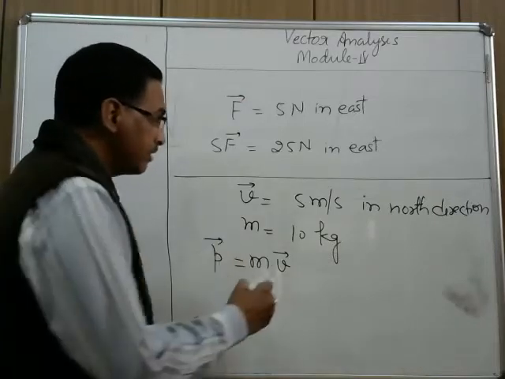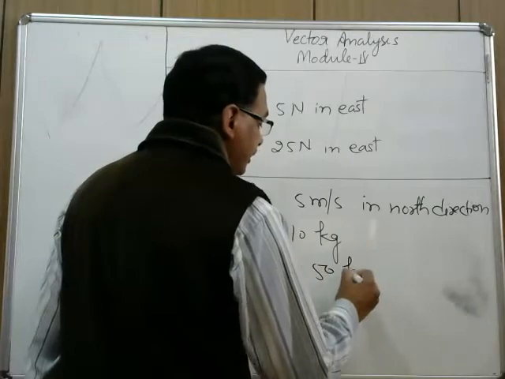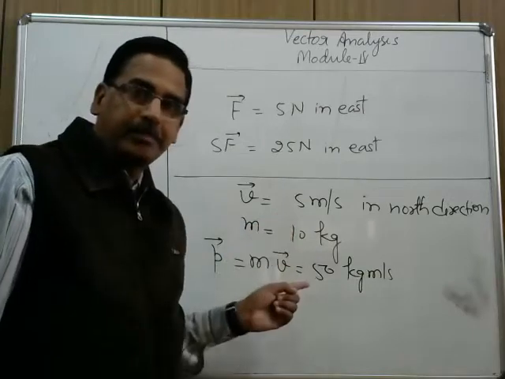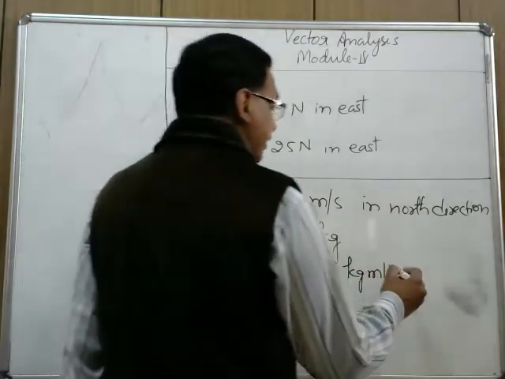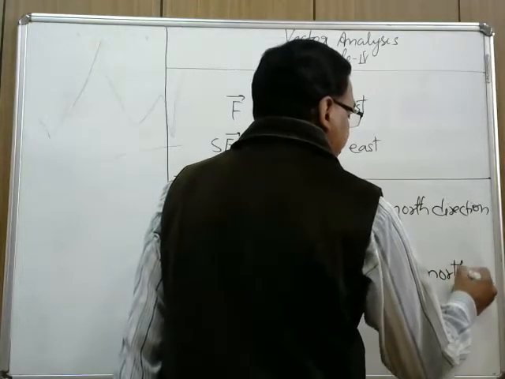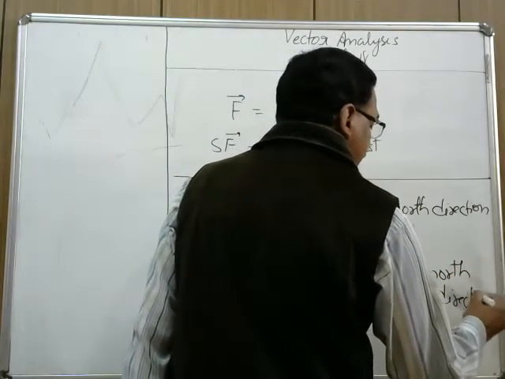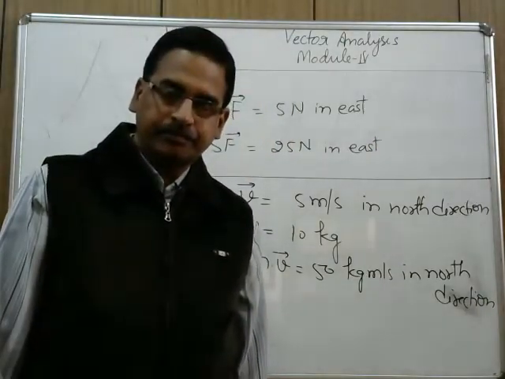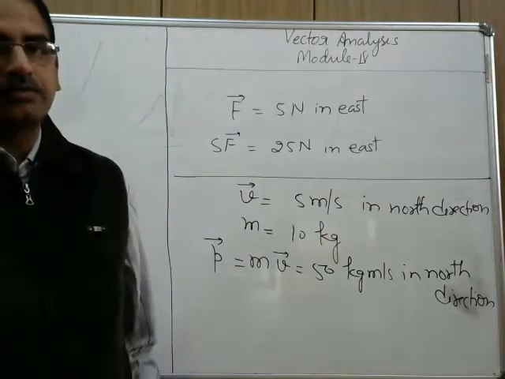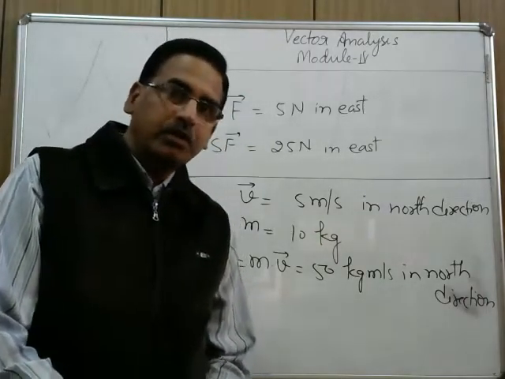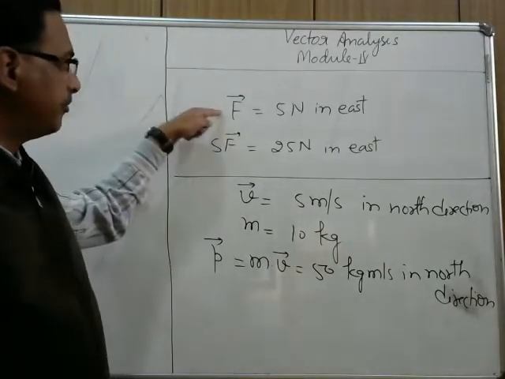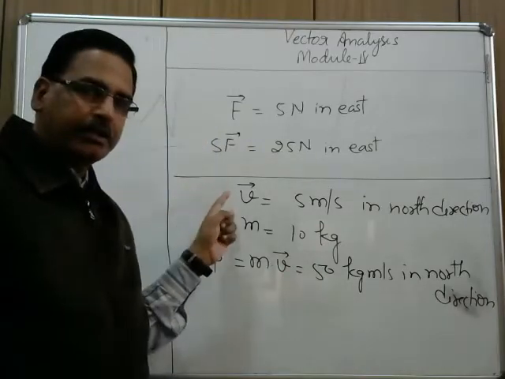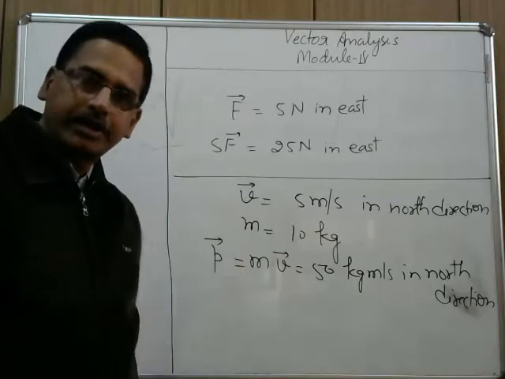Now, what will be the value of this? It will be 50 kg meter per second. Means the magnitude will be multiplied and direction will remain the same in north direction. That is, the direction of momentum will be the direction of velocity. Now, this is the multiplication of a vector by a number or constant. This is the multiplication of a vector by a scalar quantity.